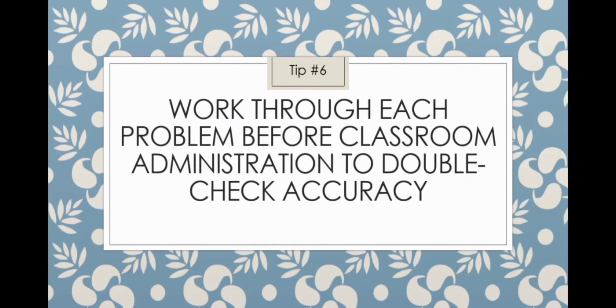So lastly, tip number 6, work through each problem before classroom administration to double check accuracy. So for it to be an effective assessment, might be summative or formative, we need to double check just to clarify any discrepancies in the question itself, in order for the students also to not be confused of what is being asked on the problem itself.